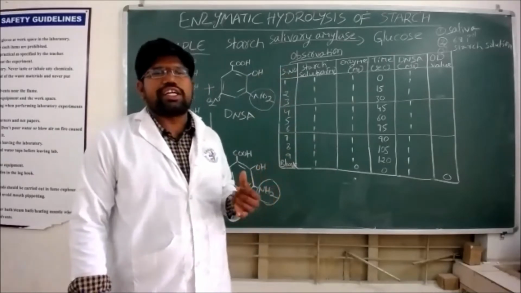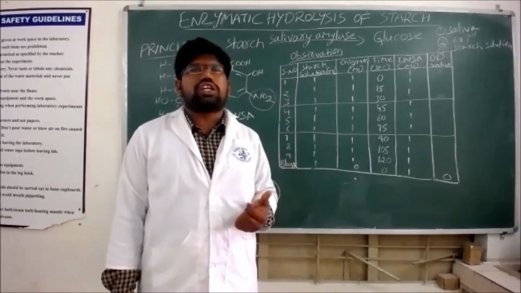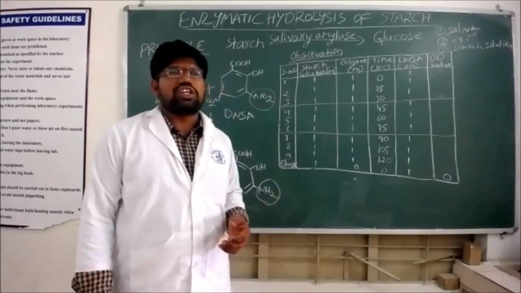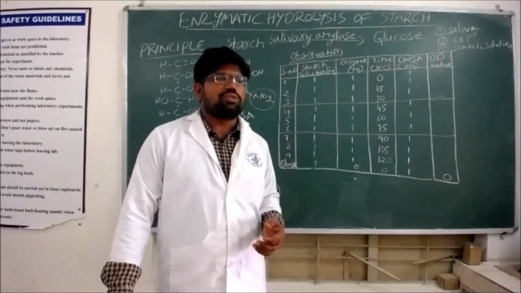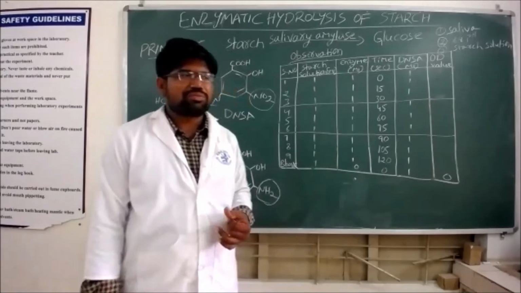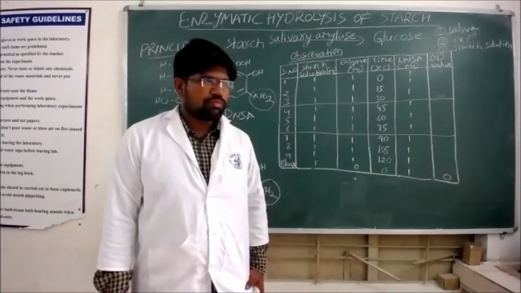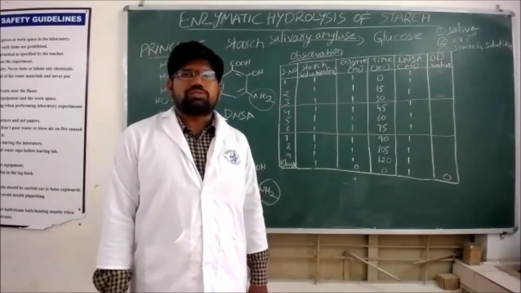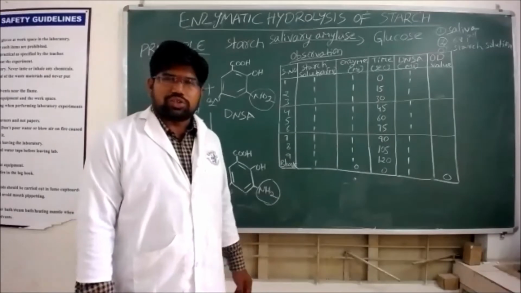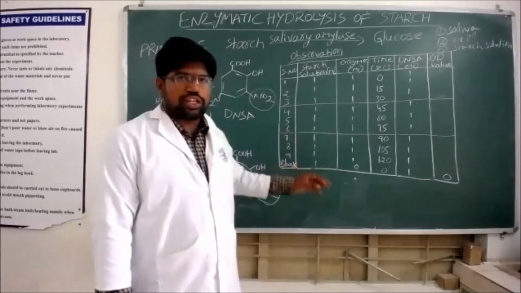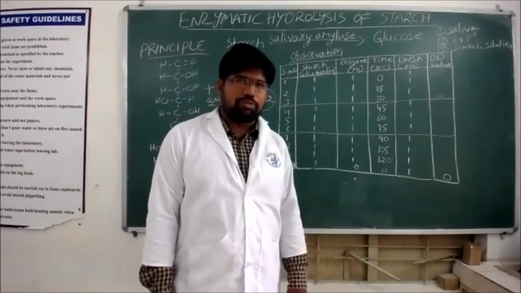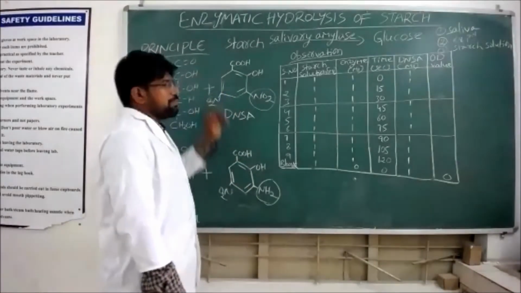Apart from this, we need DNS reagent, which is a very important one for estimating the reducing sugars. These we estimate with the help of a colorimeter at 540 nanometers. The next part of the experiment is the principle.